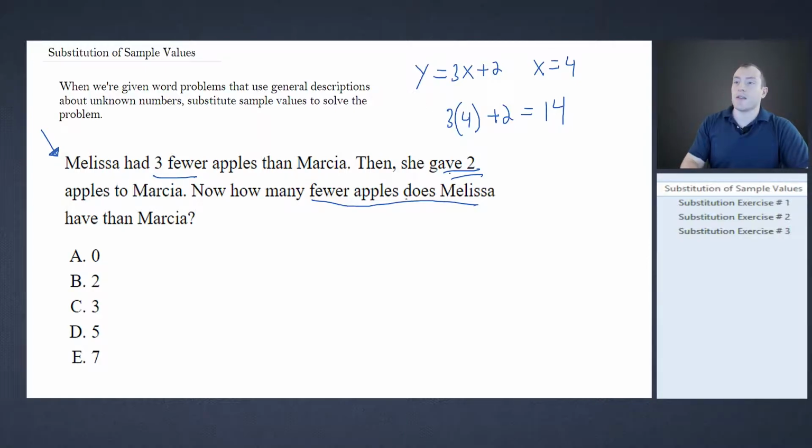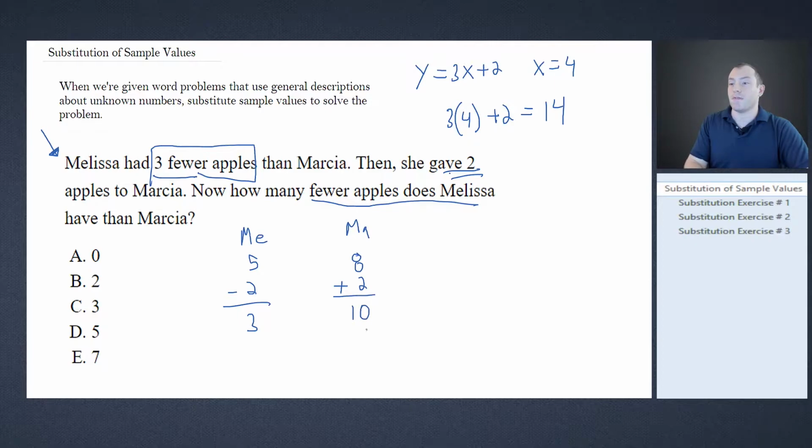Let me show you how we can substitute a sample value to help us reason through this. So let's say Melissa started out with 5 apples. We know that Melissa has 3 fewer apples than Marcia, so Marcia must have 8 apples to start with. So we know that she gave 2 apples to Marcia, so we're going to subtract 2 from here because she gave 2 away. And then for Marcia, we add 2 because she gained 2 apples.